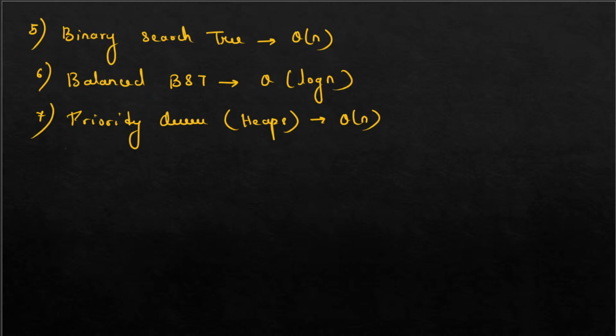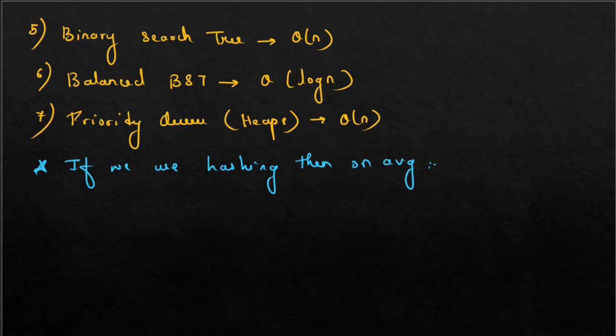Yes. Now let's write a note for this. If we use hashing, then on average it will always be theta of 1 time. Okay, if we use hashing, it will be on average theta of 1 time. Now let's talk about direct address table.